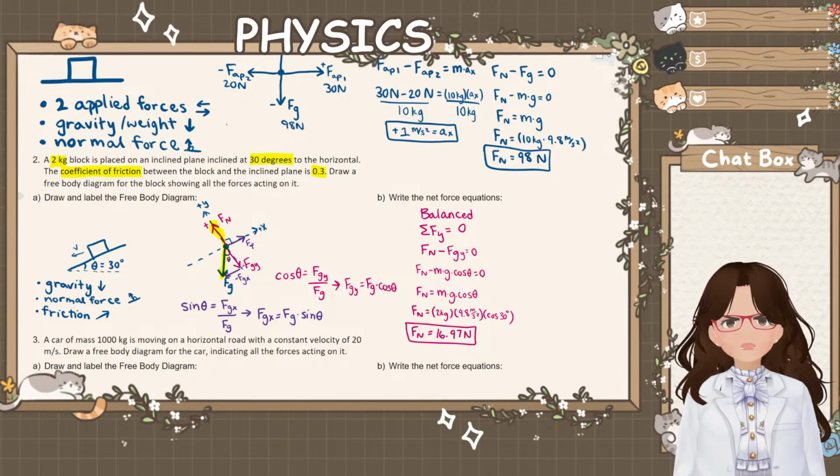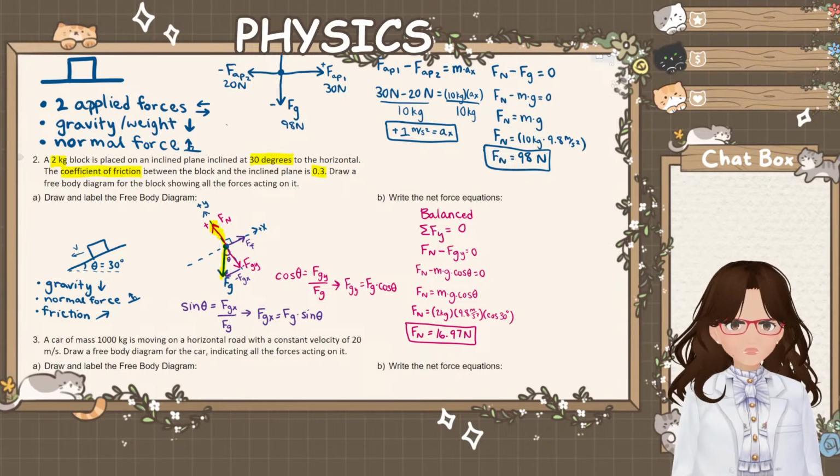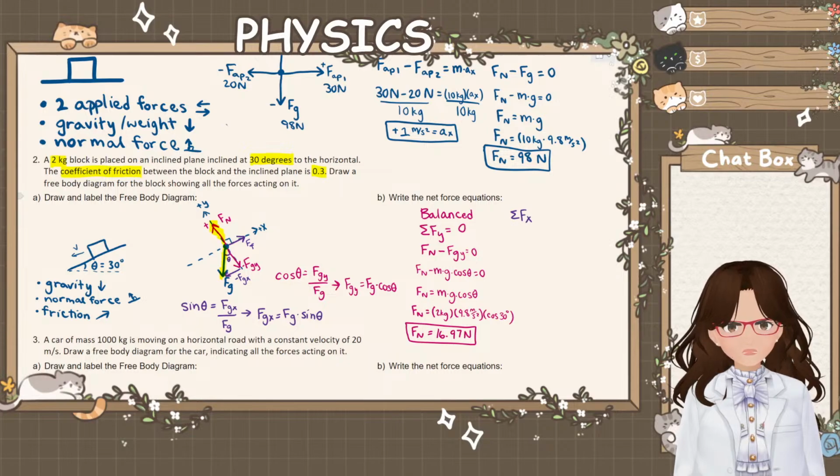In this case, now we can go ahead and look at the x-axis. And in that case, we're going to go ahead and look at f of x. Now, again, it depends.